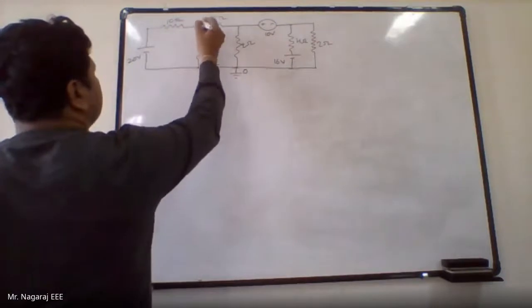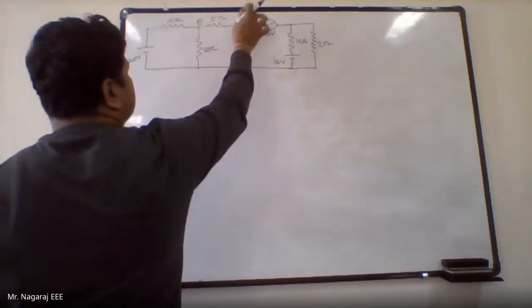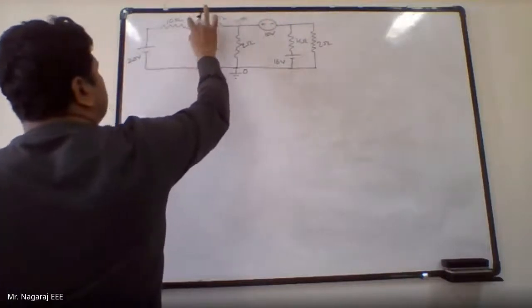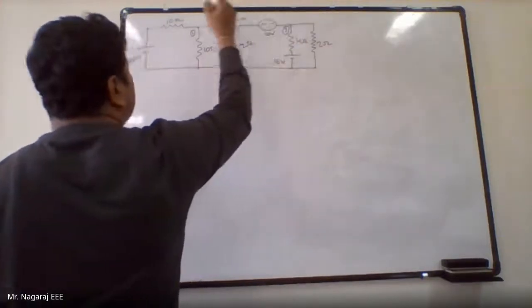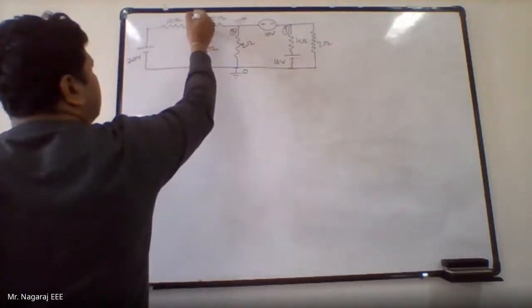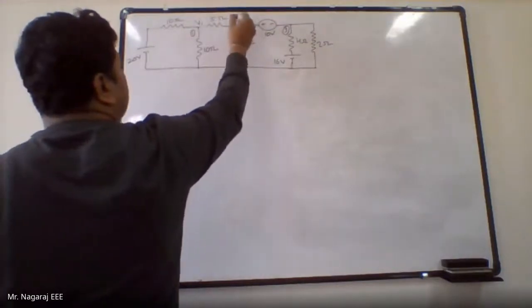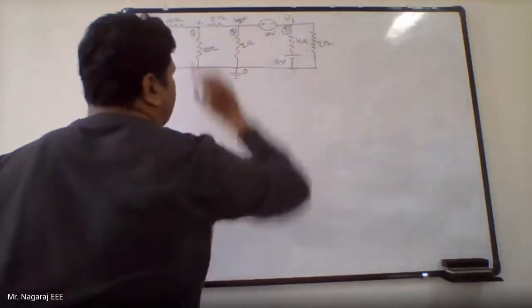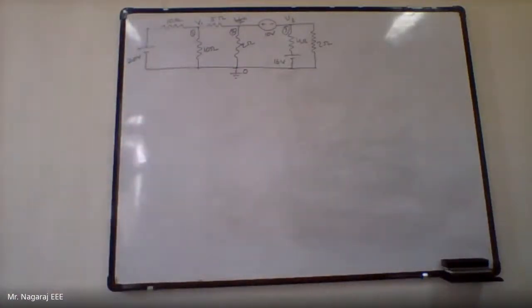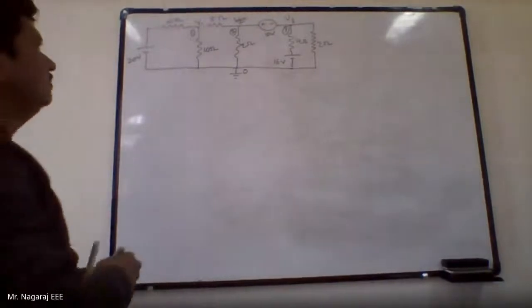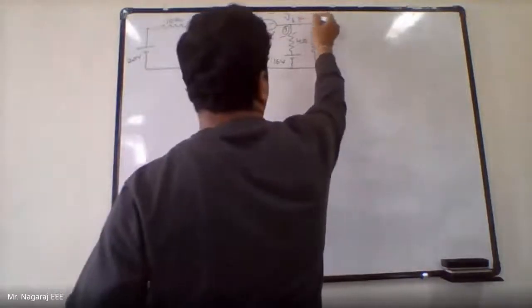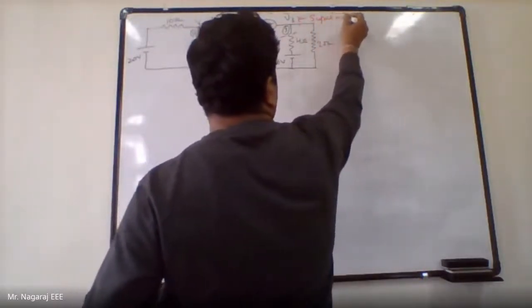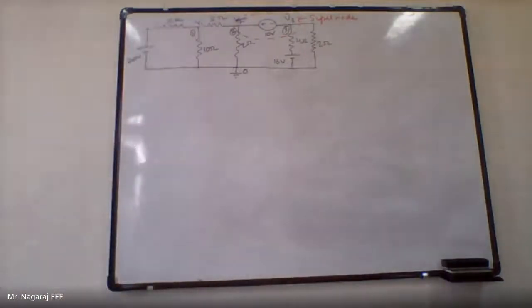And I will name the nodes here. Node 1, node 2, node 3. This is V1, V2, V3. Now there is a supernode formation between node 2 and node 3, because there is a voltage source. So this is a supernode. We have to take the same type of analysis we have already done.